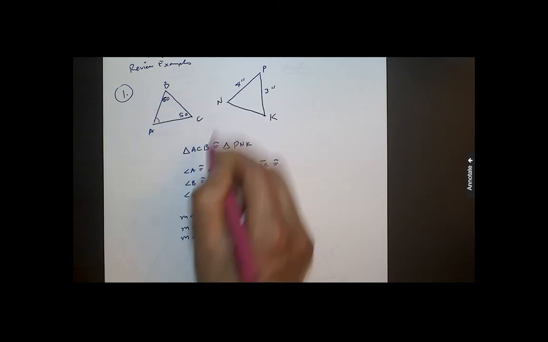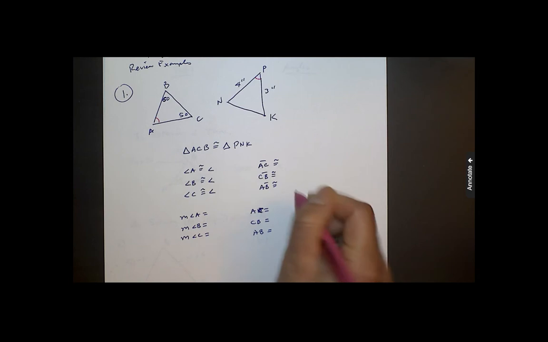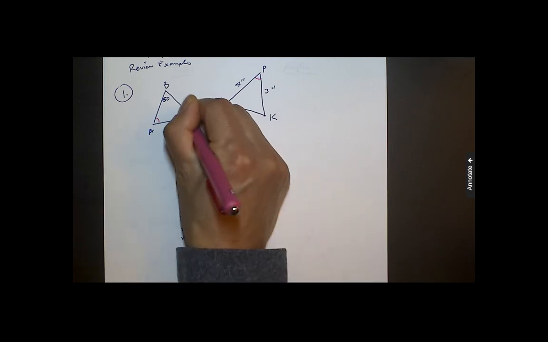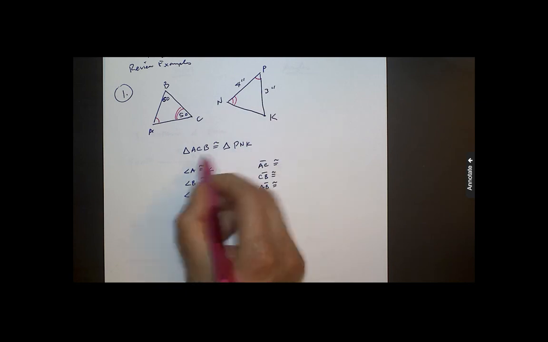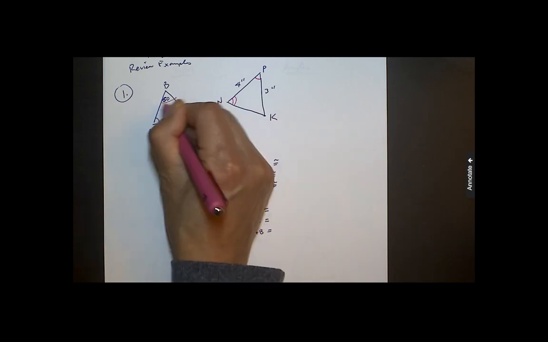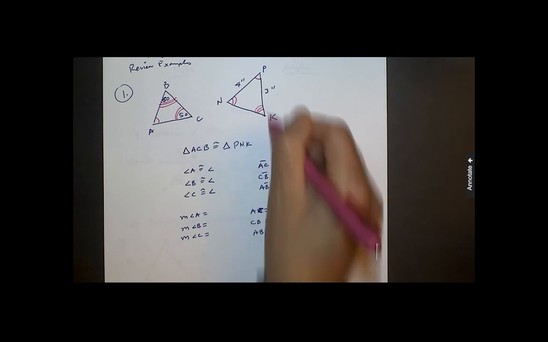So let's match up angle A with which angle? Angle P, so one congruence mark. For C, let's put 2 marks, and that matches with N, 2 marks. And then angle B, 1, 2, 3 marks. That matches with K, 1, 2, 3.